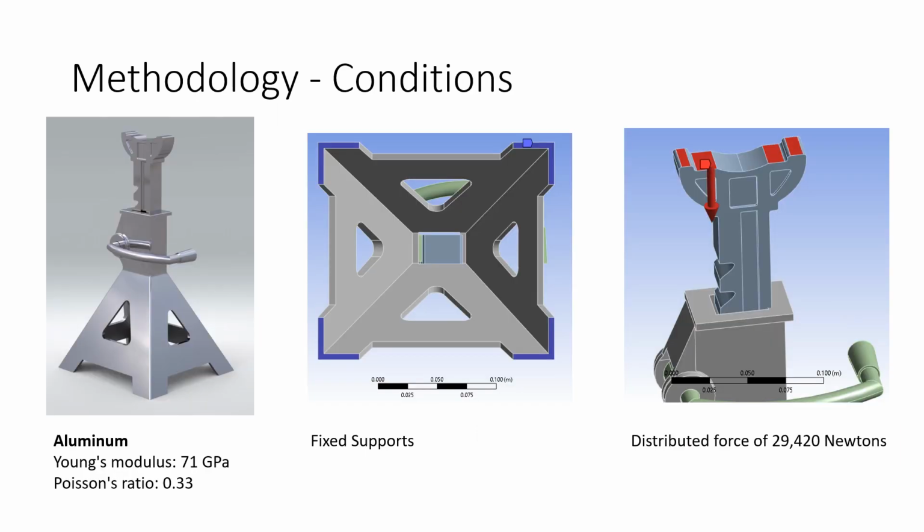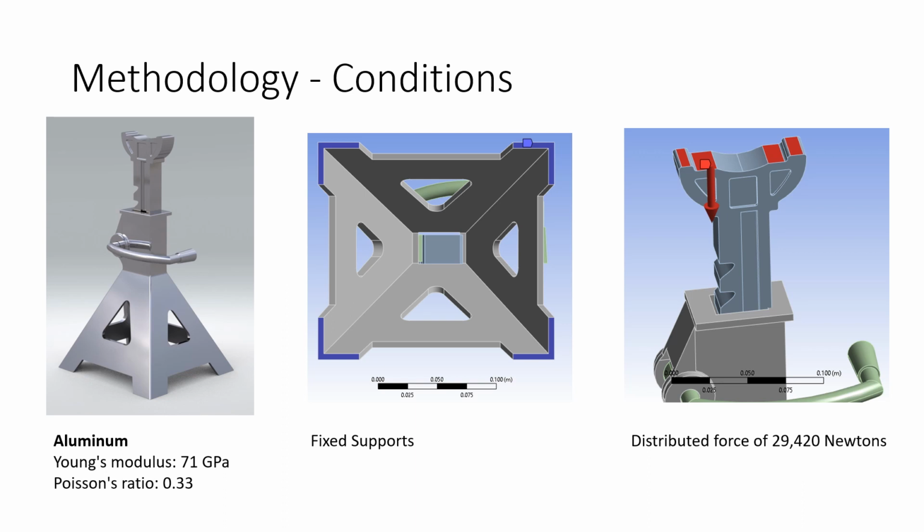Since the jackstand measured was Harbor Freight's aluminum variant, the model was analyzed as aluminum alloy. Typical aluminum alloy has a Young's modulus of 71 gigapascals and a Poisson's ratio of 0.33. Fixed supports were defined on the bottom face of each of the four corners of the jackstand frame.